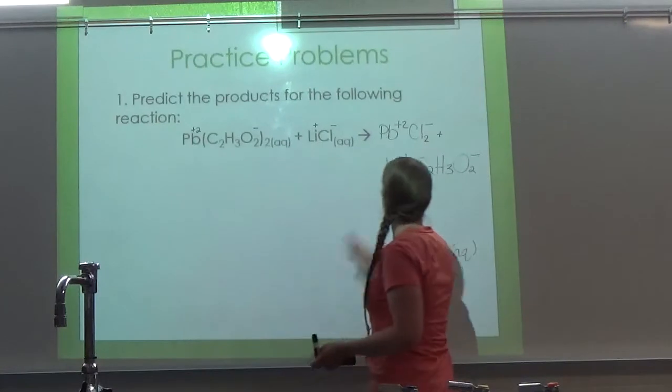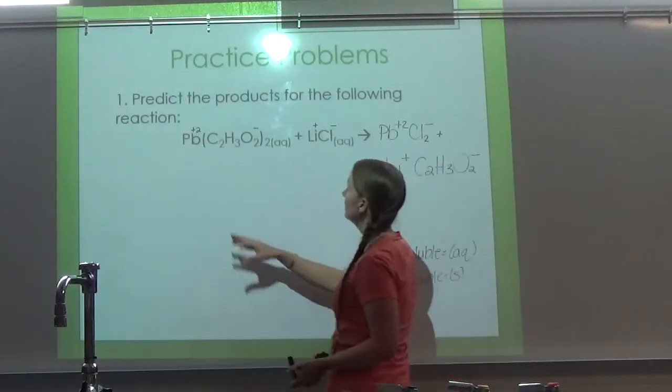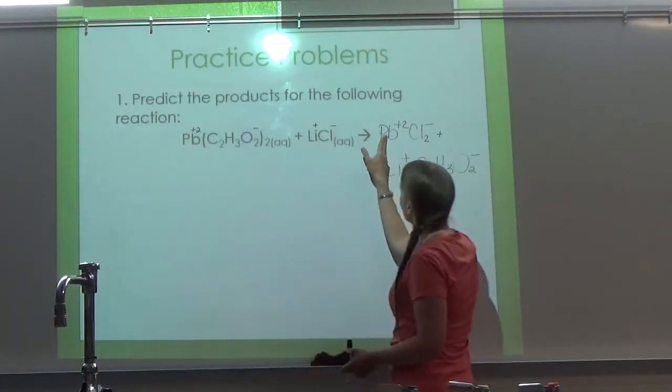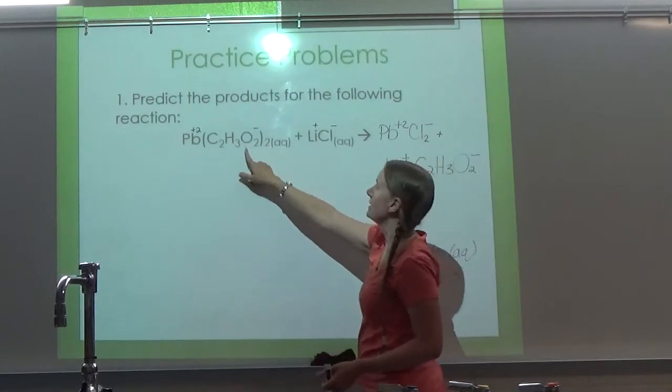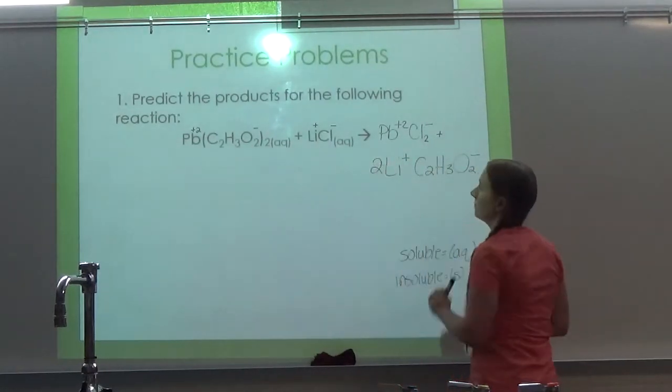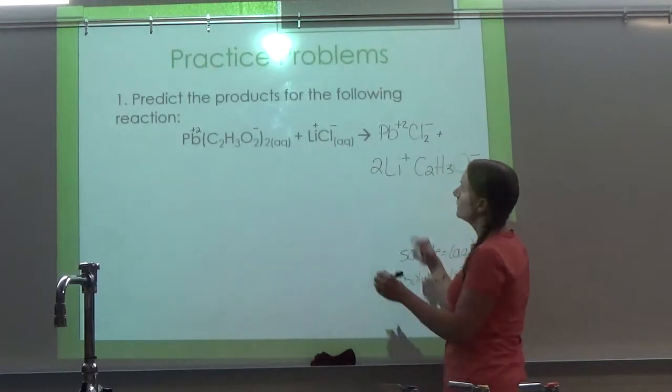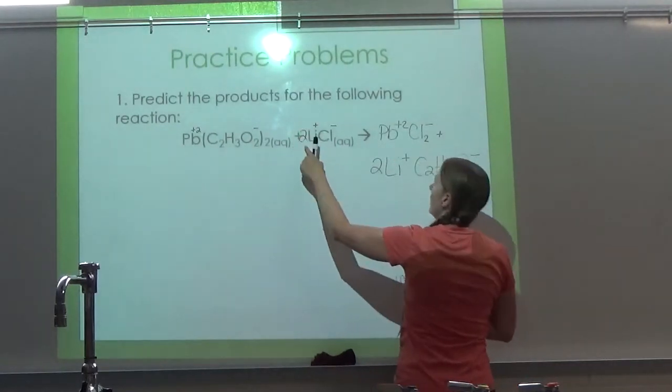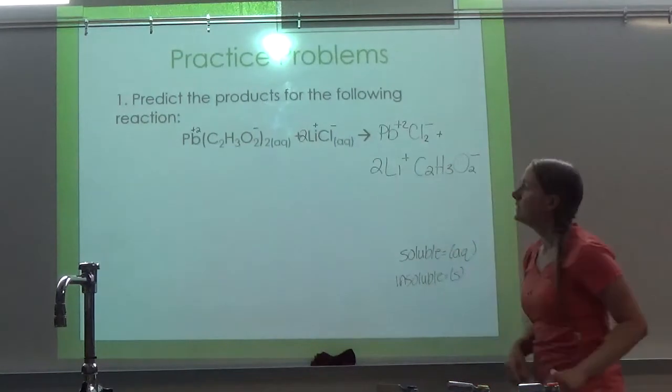Ooh, this one's kind of weird how it's on multiple lines, but we'll do it. So we have 1 Pb, 1 Pb. I have 2 acetates, but here I just have the 1 acetate. So I need a 2. 1 lithium, 2 lithium, so I need a 2. And then 2 Cl and 2 Cl.